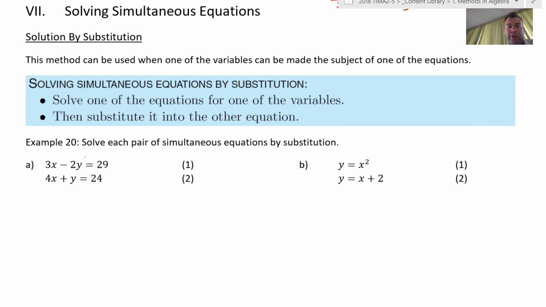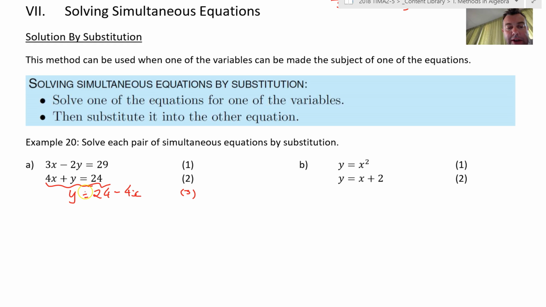Now, by substitution means we make typically one of these variables the subject. So I'm going to rewrite this equation here. I'm going to say that y equals 24 minus 4x. I'm going to call that 3 now. Okay, y equals 24 minus 4x. I make y the subject of one of those. I could make x the subject of one of those, doesn't matter.